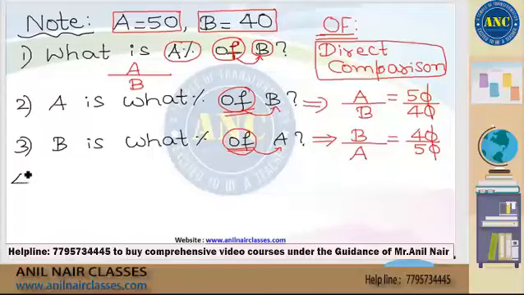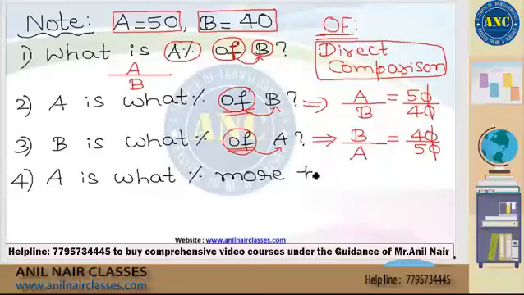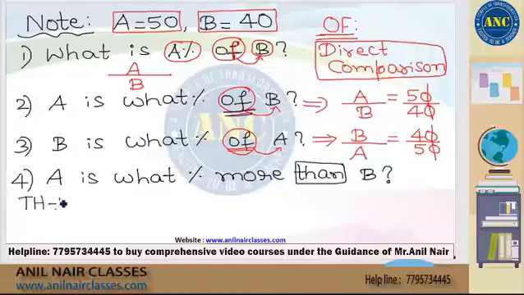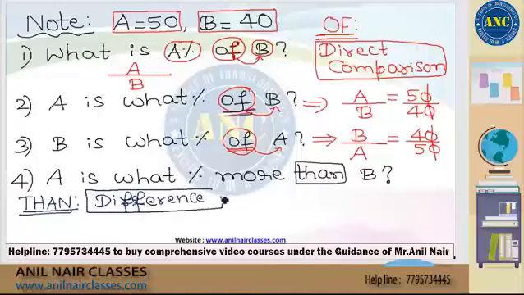Suppose, for example, your question is, A is what percentage more than B? Now listen carefully, sir. Very interesting, another learning from this question. What we learnt is "of" is direct comparison. Here I am getting "than". "Than" is nothing but difference comparison. Simple, sir. "Of" is direct comparison. "Than" is difference comparison. Simple way of remembering.